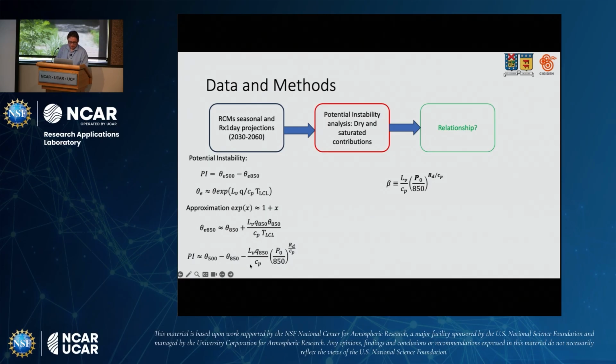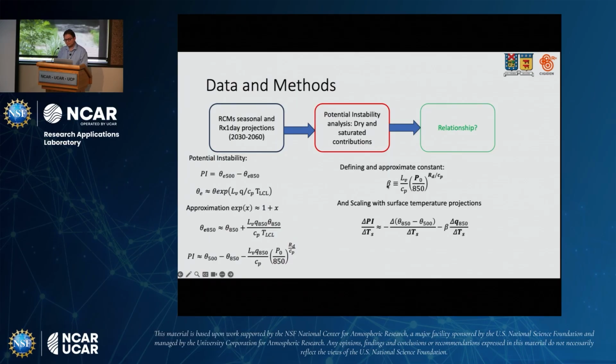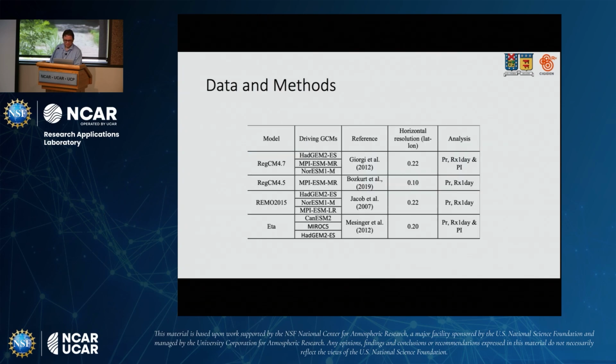So additionally, you can put together in this approximate coefficient beta, which may have a slight dependency on temperature, and you have this expression here. On the left side, you have the dry stability effect, and on the right, you have the moist stability effect. So that's what we analyze in this recently resubmitted paper. Hopefully it gets accepted soon.